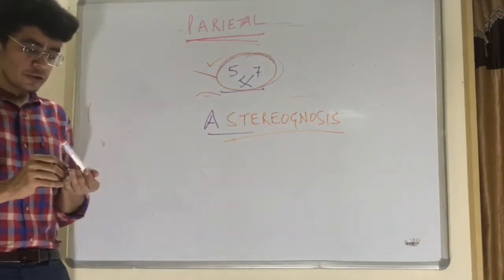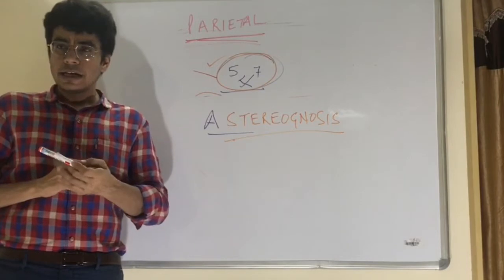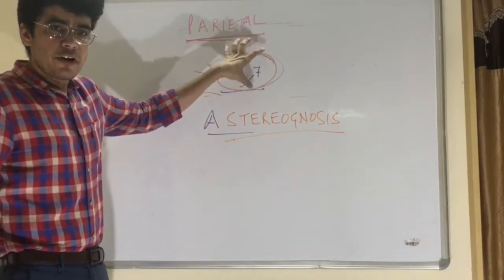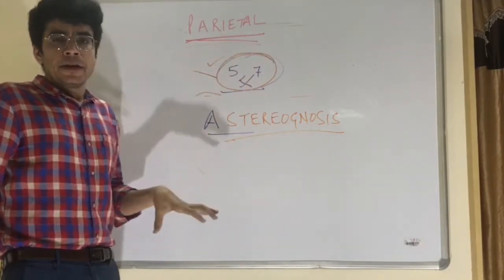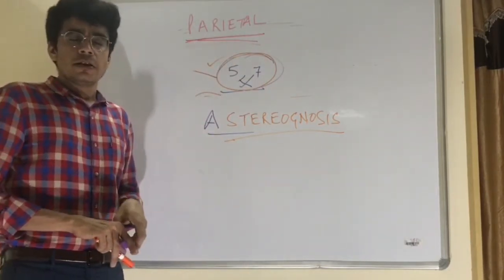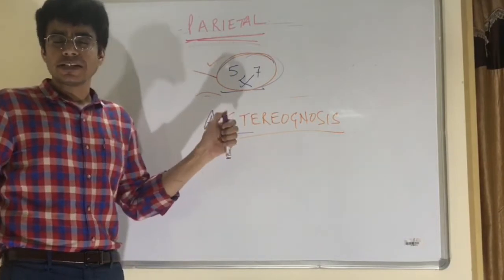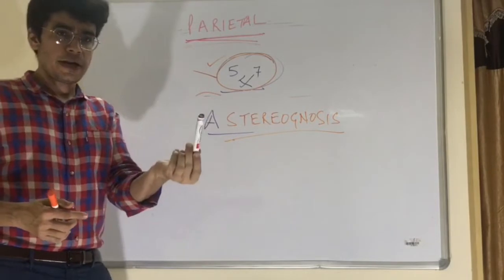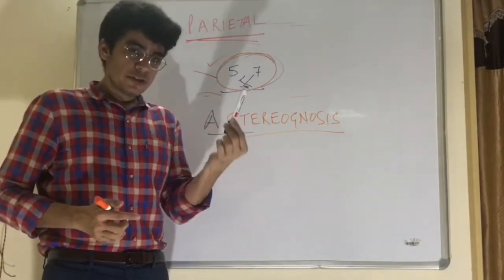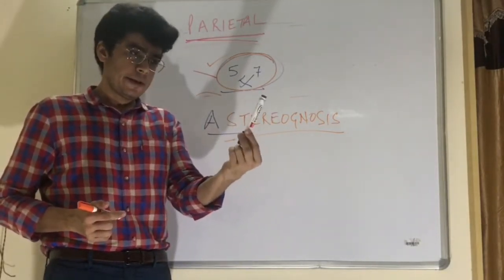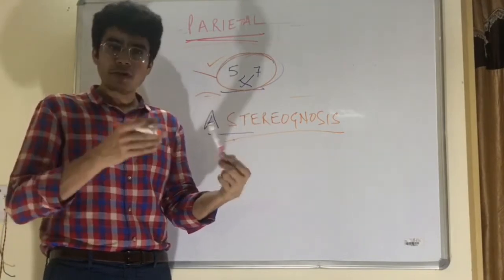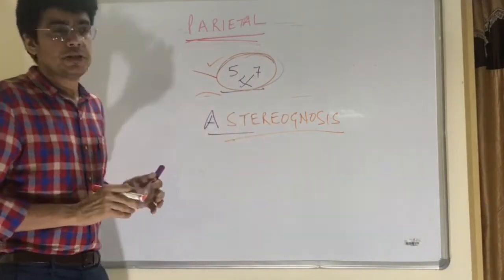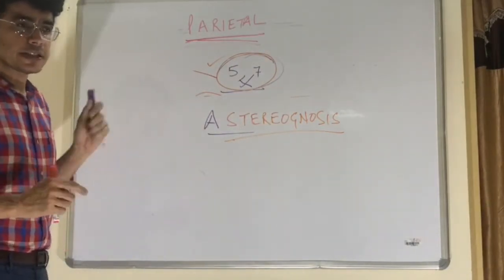So what is astereognosis? If a person is suffering from this kind of lesion in the parietal lobe, area number 5 and 7, then that person won't be able to tell about the object by just touching it or feeling it without even looking at it. If that person opens the eye, he will tell this is the pen by looking at it. But after the closure of the eye, if you put something in his hand, he won't be able to appreciate it. So that is called astereognosis.